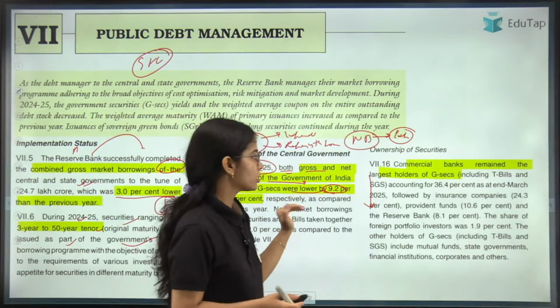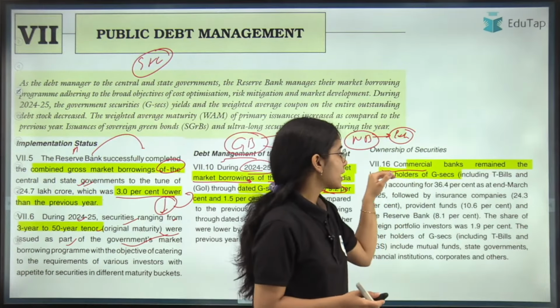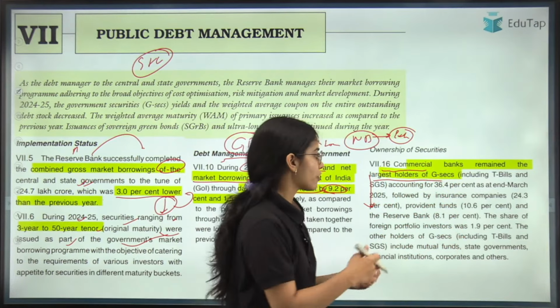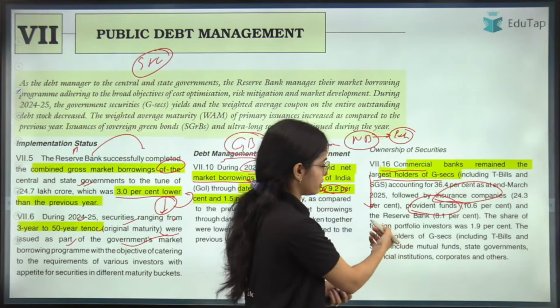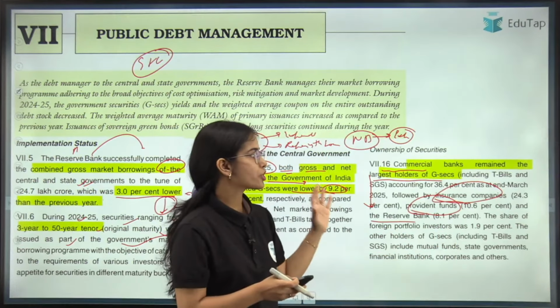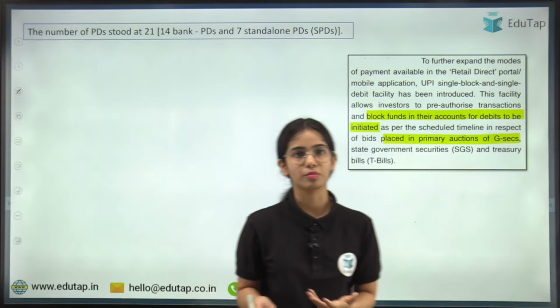The percentages are not very important. Now, commercial banks remain the largest holder of government securities. After that come insurance companies, then provident funds, and then the Reserve Bank. So the largest holders of government securities are the commercial banks.